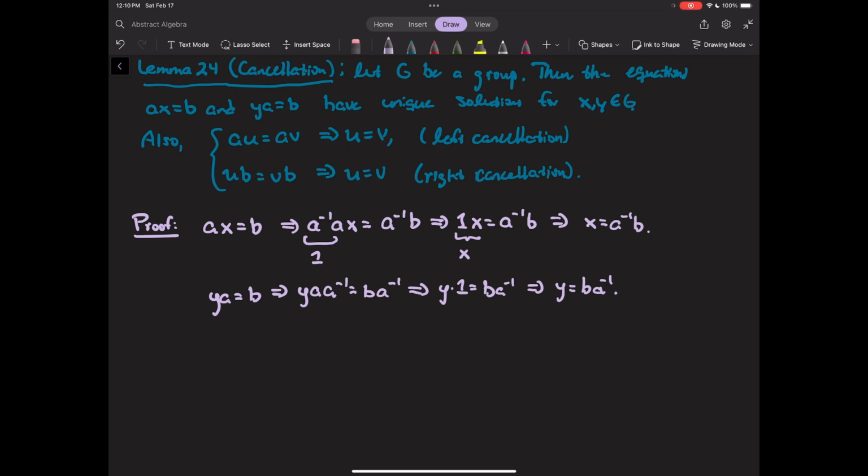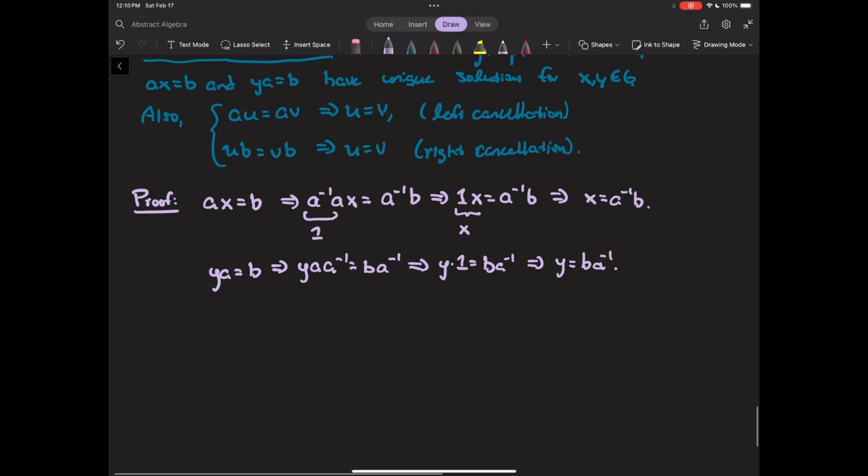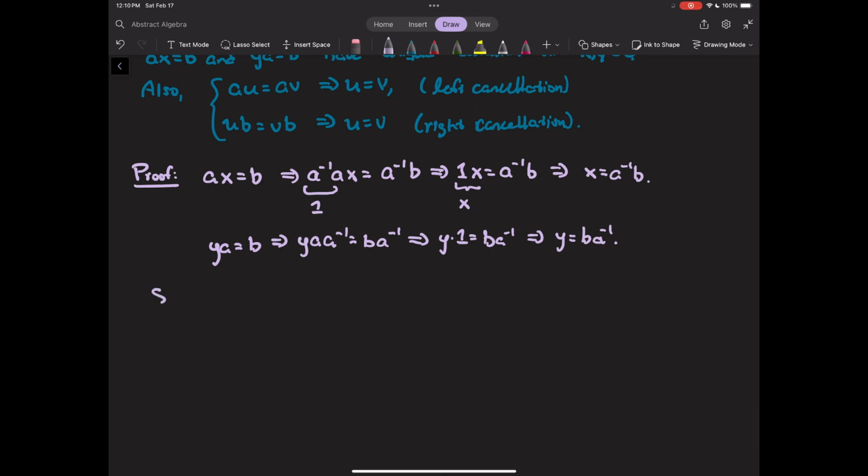All right, let's actually prove the cancellation laws. So now say that AU equals AV. Got to give it the tail like I promised. Otherwise, I really don't like using U and V together. Well, then what we can do, we multiply on the left by A inverse.